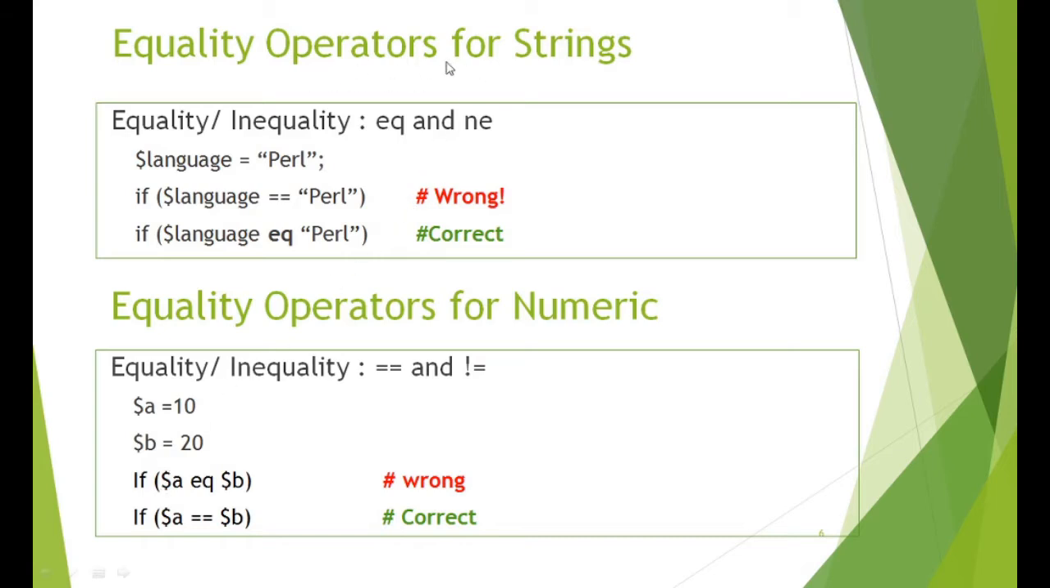The equality operator for strings is eq, and for not equal you have to use ne. Similarly, for numerical operators you have to use a double equal sign. To check whether they are not equal, you have to use an exclamation equal sign. So you have different operators for strings as well as for numerics.